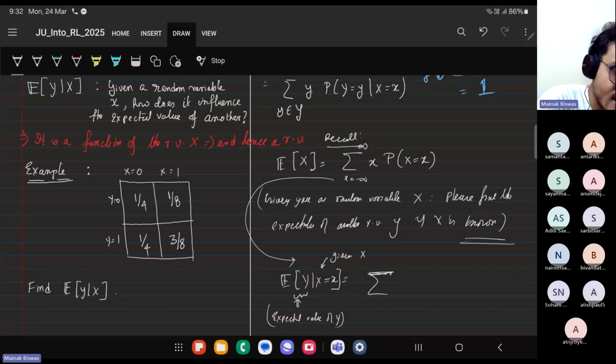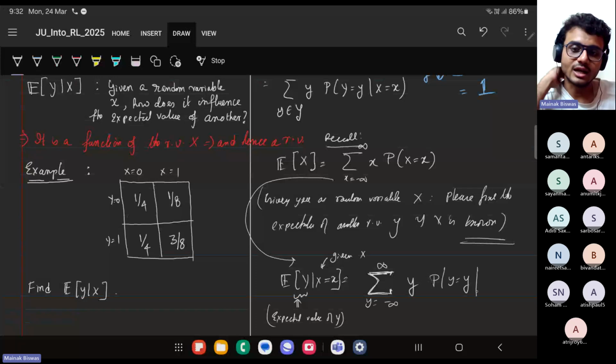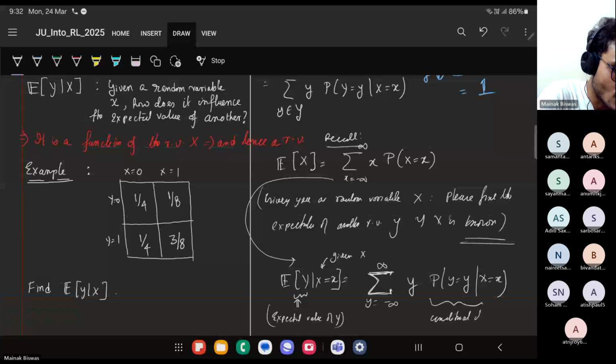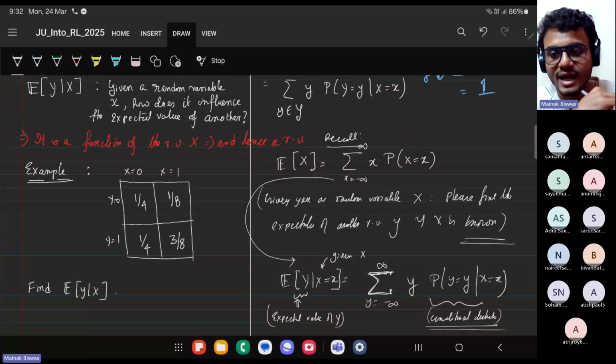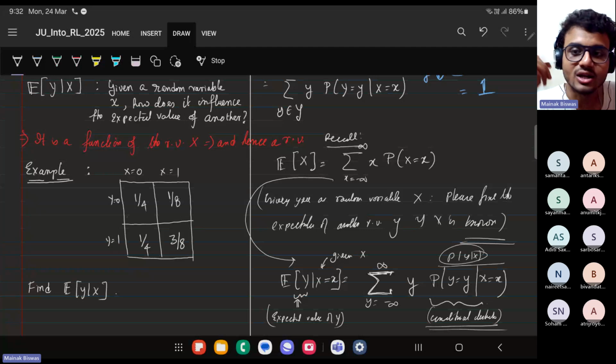So now, since this is given to me already, I can again write the probability of y equal to 0 or 1, or minus infinity to infinity. But I have to take into account that x is given to me. So I use the conditional distribution to define the probability. Since x is given, to find the expected value of y, I use the conditional distribution of y given x. P of y given x is what I try to use. So this is how the conditional expectation is defined.